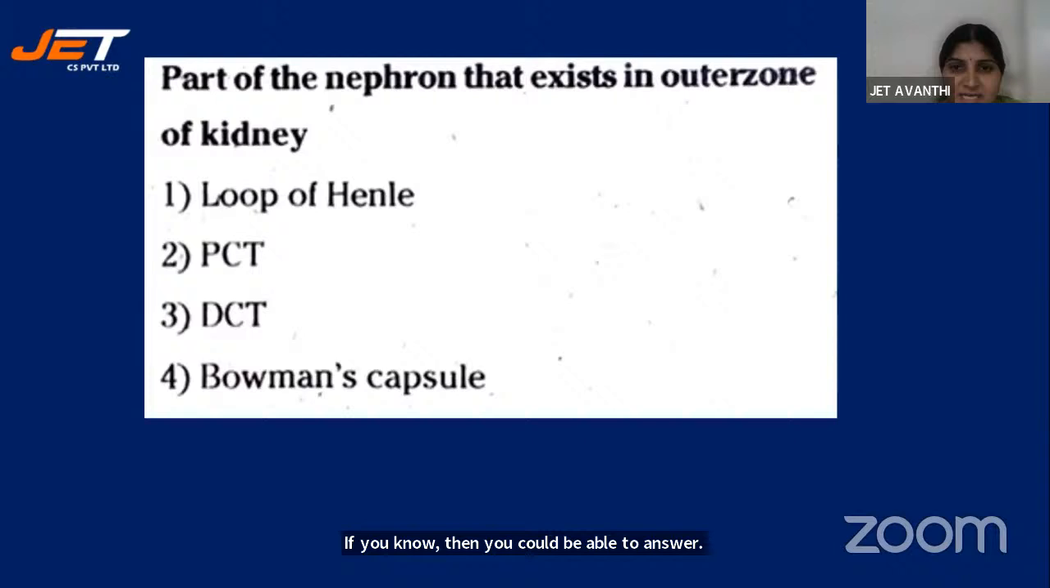What's the answer? Yeah, very good. Most of you are giving it. Hartik has given the correct answer. Shiva, it's not 3. It is loop of Henle. It is loop of Henle.